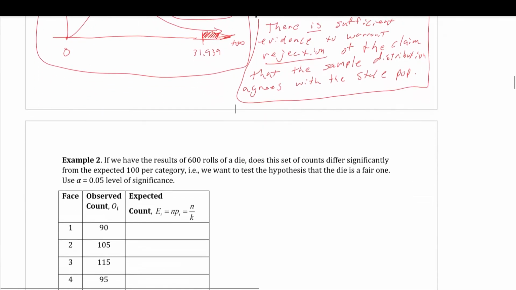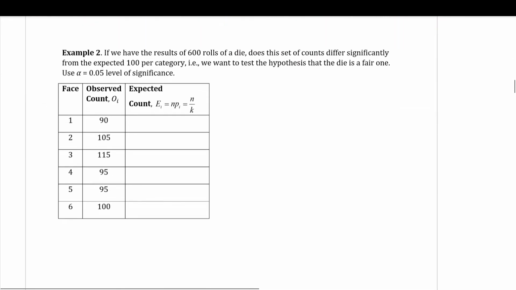All right, example 2. If we have the results of 600 rolls of a die, does this set of counts differ significantly from the expected 100 per category? That is, we want to test the hypothesis that the die is a fair one. Okay, so for a die to be fair, that means the probability of each side occurring has to all be the same. So let's go ahead and highlight that claim statement, that the die is a fair one. The die is fair. So that's basically the claim statement in a nutshell.